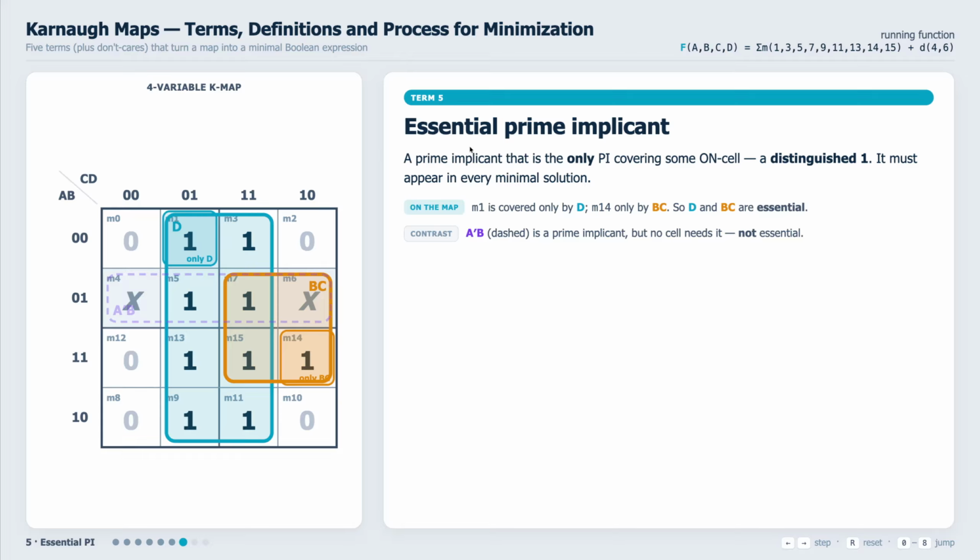Okay, so an essential prime implicant is a prime implicant that you can't remove and still cover everything in F. Let me read this again. A prime implicant that is the only prime implicant covering an on cell, a distinguished one, must appear in every minimal solution. So we have to include prime implicants in order to represent the minimal function. Essentially, at the end, you identify the prime implicants, and that gives you the minimized logic expression.